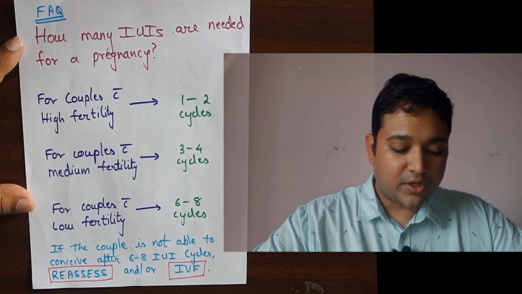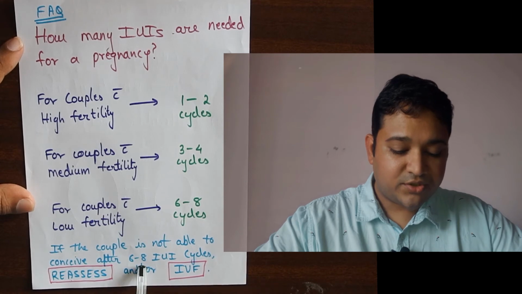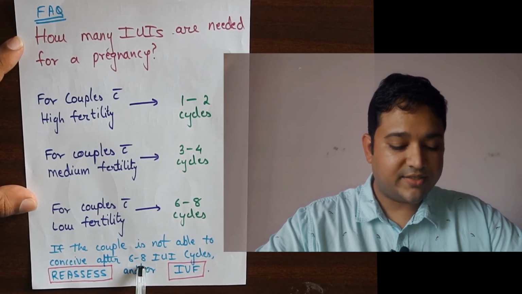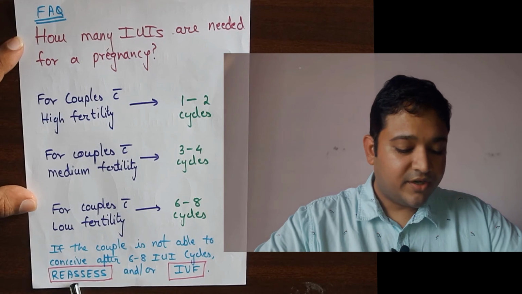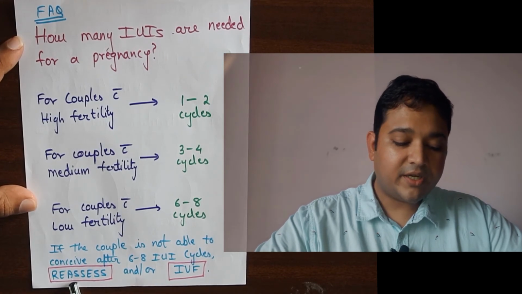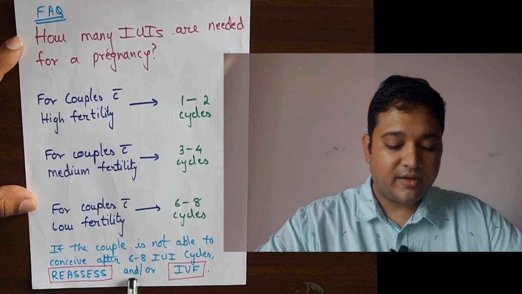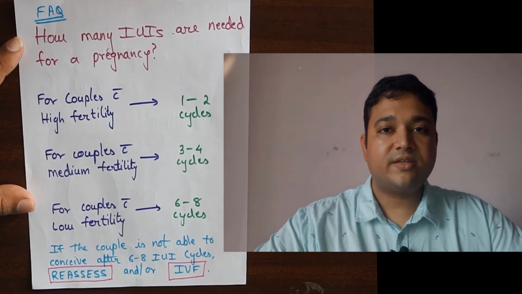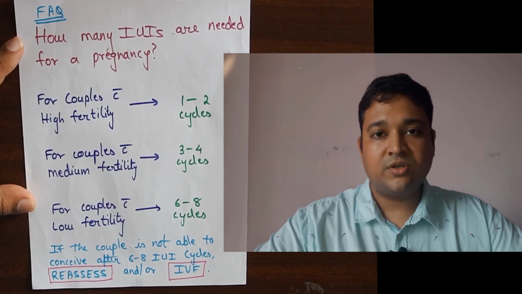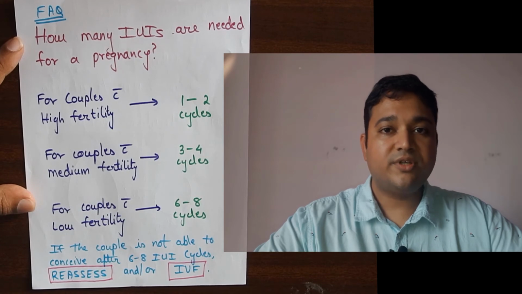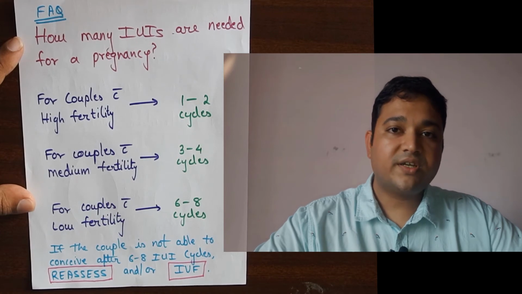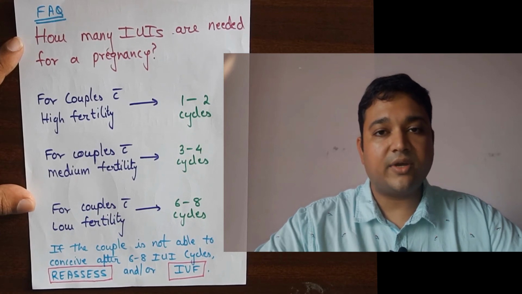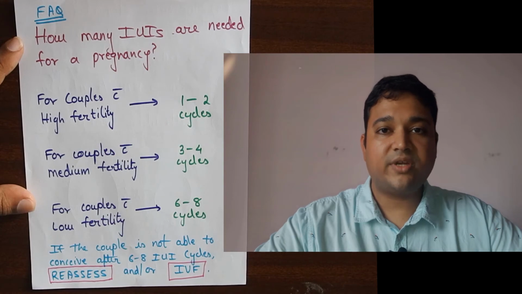If the couple is not able to conceive after 6 to 8 superovulated IUI cycles, then it is necessary to reassess the case, maybe re-establish a diagnosis and or consider IVF as a means forward. It is at this stage that your doctor may recommend laparoscopic or hysteroscopic surgeries or any other investigation to reassess the diagnosis in the couple. Also, IVF is a great way forward in case the IUIs have failed for at least 6 to 8 cycles.